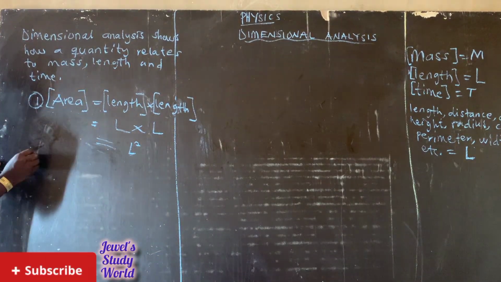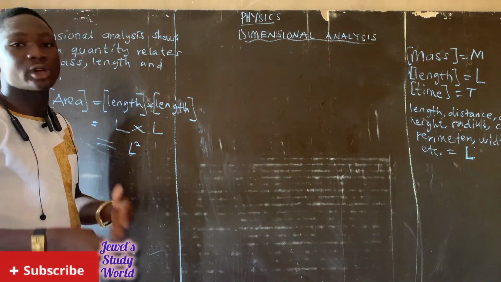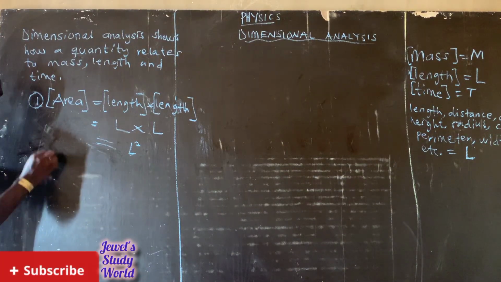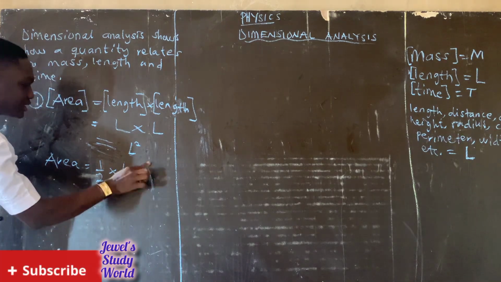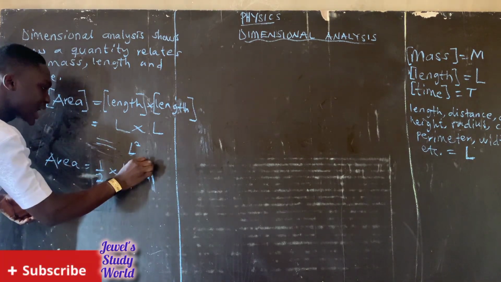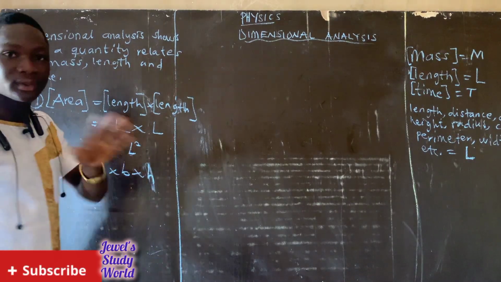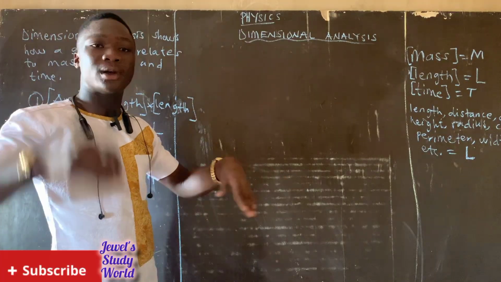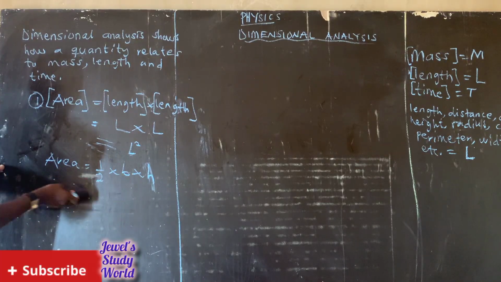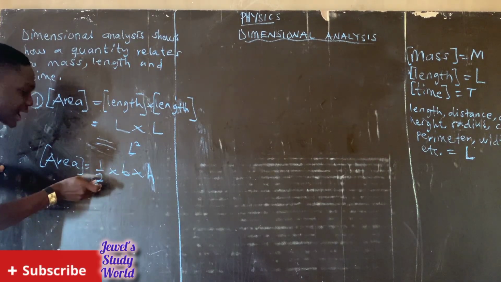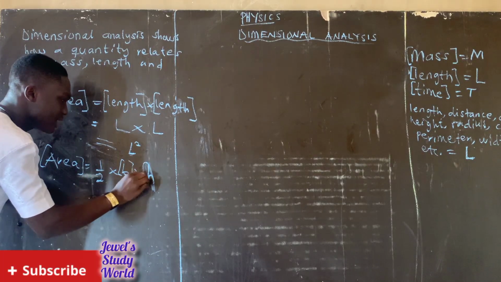Now, I chose the area of a square and I had L squared. You can also take the area of a triangle. Let's say we have area equal to half times base times height. This is the area of a triangle. Now, the half here, note that figures, numbers, 1, 2, 3, 4, 5, decimals, fractions, are all dimensionless. They have no dimension. So this half has no dimension, so the half will be eliminated. So we have the dimension of the base times the dimension of the height.